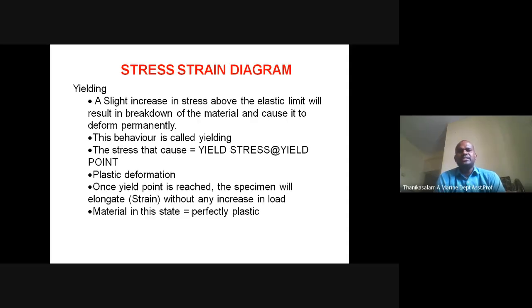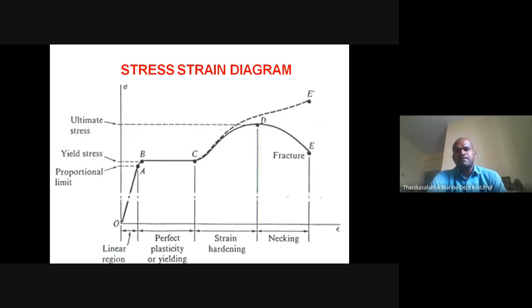Once the yield point is reached, the specimen will elongate without any increase in load, and the material is in a state of perfectly plastic. See this point, B to C. Perfectly plastic or yielding.